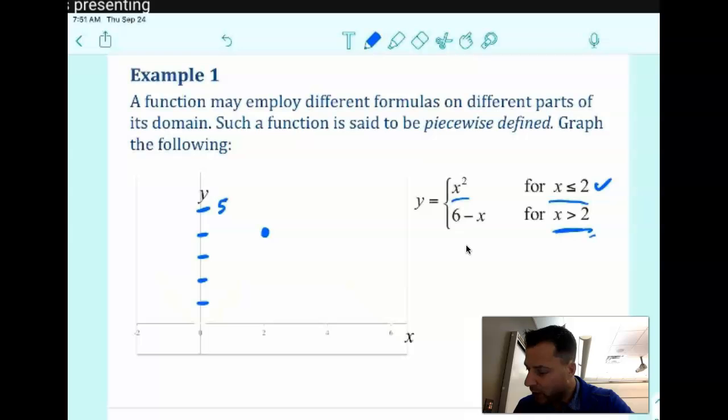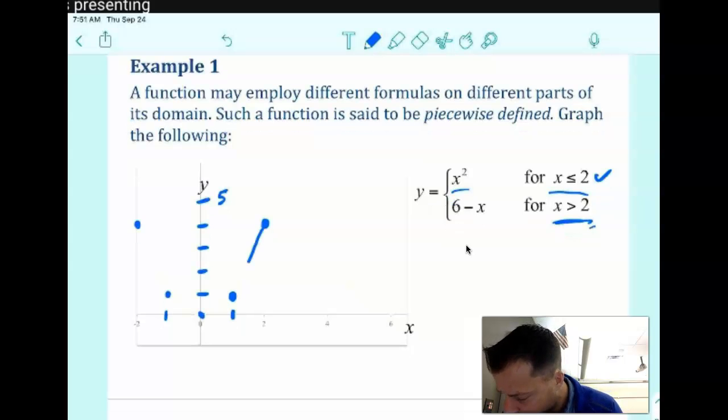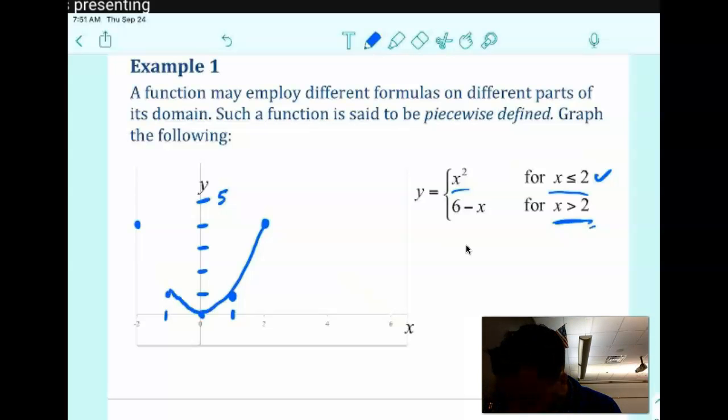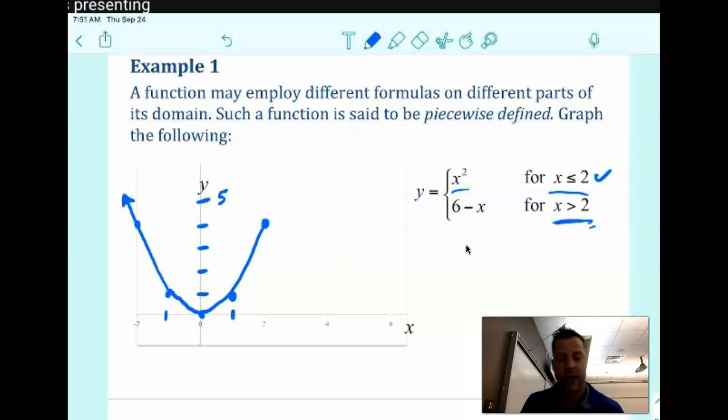So let's plug in 1. 1 squared is 1. If I plug in 0, I get 0 squared, which is 0. If I plug in -1, I get 1. And if I plug in -2, I get 4. So here is my graph of my parabola, and I'll draw the arrow going that way. I do not draw the arrow where 2 is because that's where the function stops. That's all its domain is restricted to.